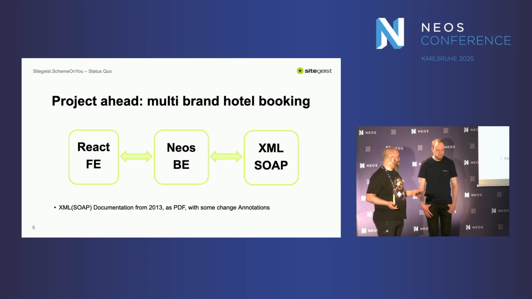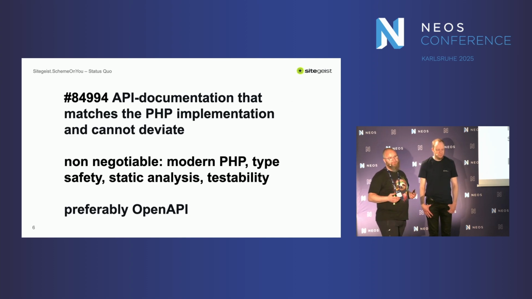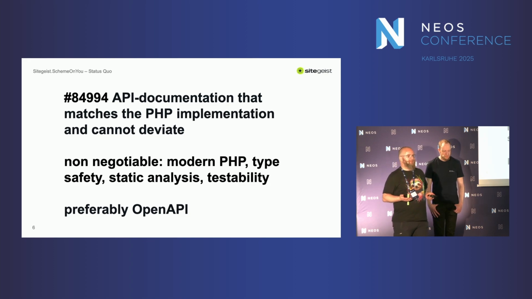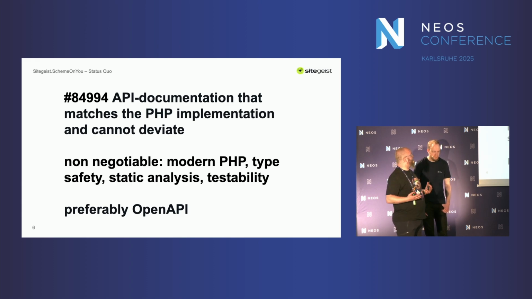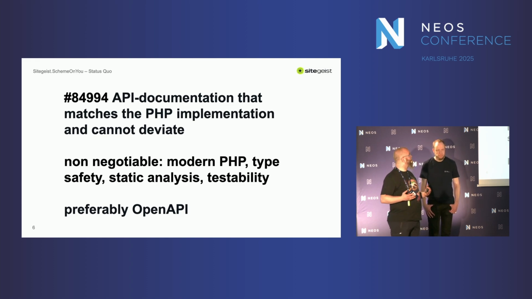So that was the plan, and with that, we started the project, and at first, in the setup phase, we added a ticket to automatically create the documentation for the APIs we were to present to the front end from the back end. Automatically, that actually matches the PHP implementation. It could not deviate.